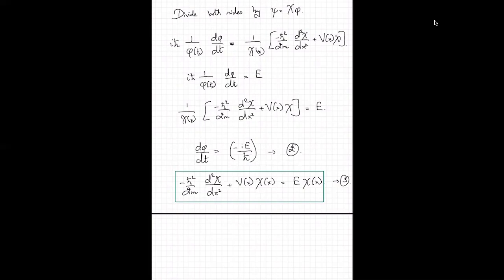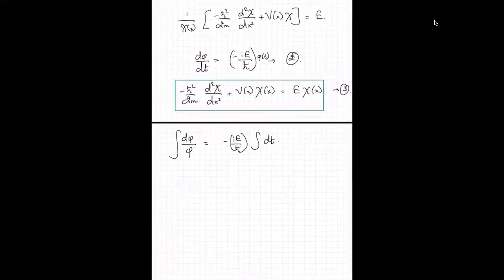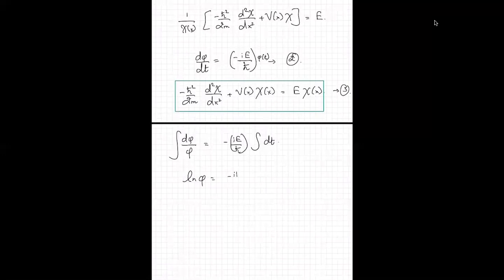The solution of equation 2 is rather straightforward. If I integrate equation 2, what do I get? The integral of d phi by phi equals minus iE over h bar times the integral of dt. The solution of this is a logarithm, and this is just minus iE over h bar times time plus some constant, which means I can write down the solution for the time part. This is just A e to the minus iE t over h bar.